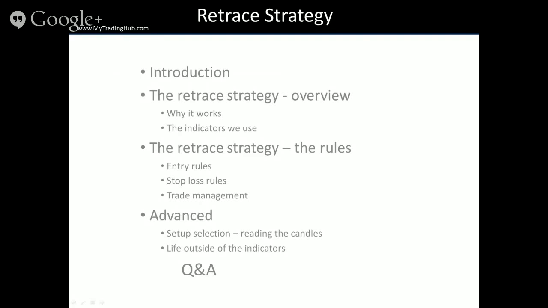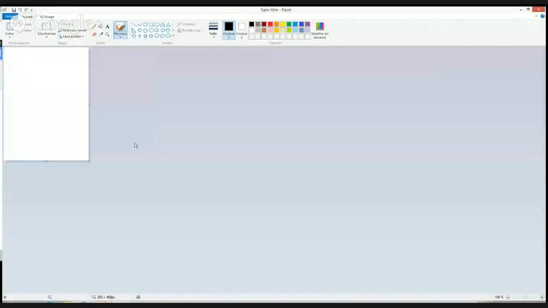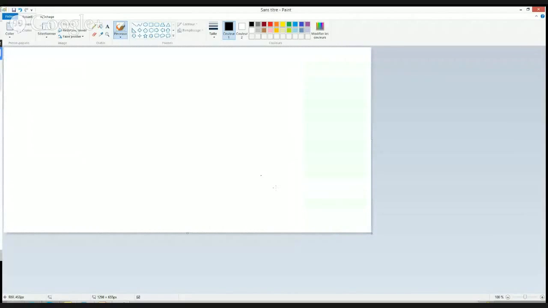If it isn't your first time as an attendee here, you should know by now that we like to use this cool tool. Yay! It's Paint. We love to use Paint. I don't quite know why.